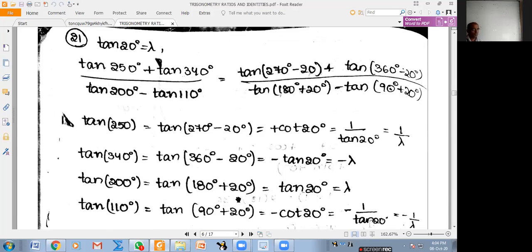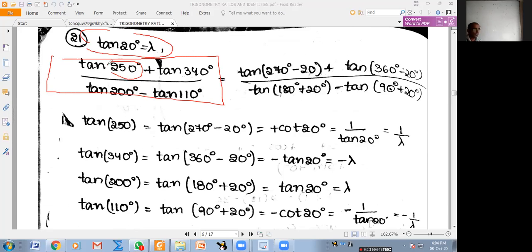Okay, 21. In the question they gave, tan 20 is lambda. And they want us to find this value in terms of lambda. It is my duty to express everything in terms of 20.